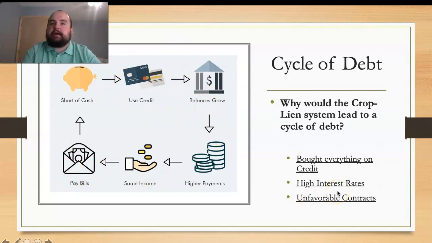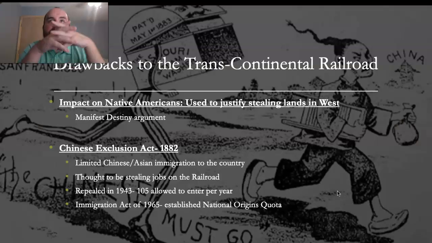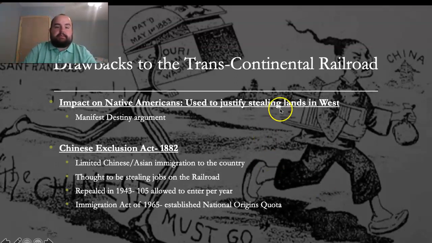You can't really get out of this cycle when your interest keeps going up. Now, we'll talk a little bit more about the African American experience after the Civil War in a week or so. In the meantime, I did want to mention a little bit what other groups are going through at the same time. So, for example, all of these were caused by negative impacts of the Transcontinental Railroad.